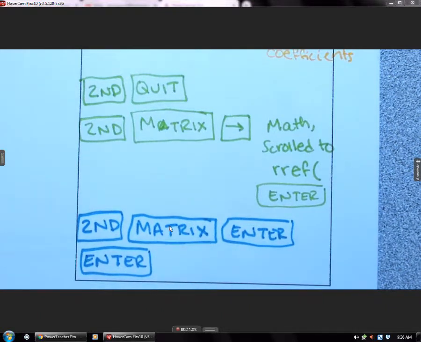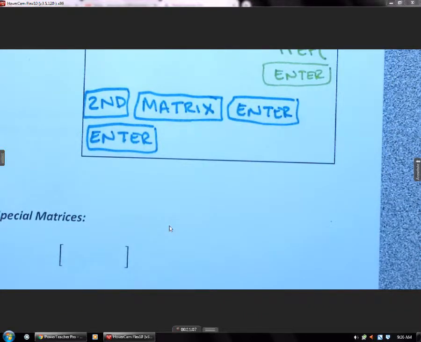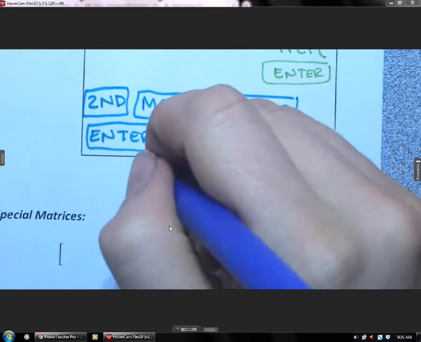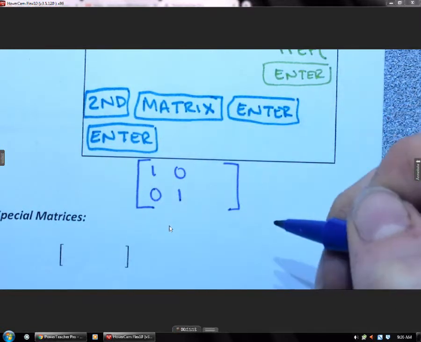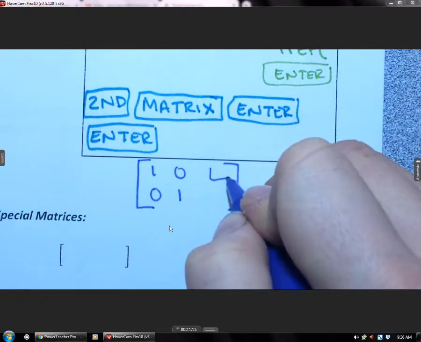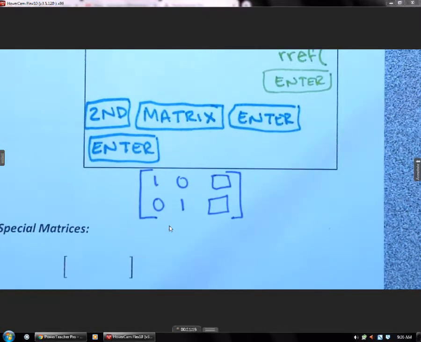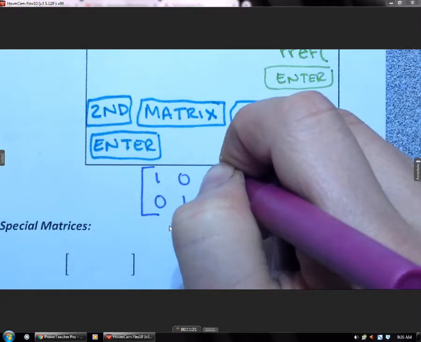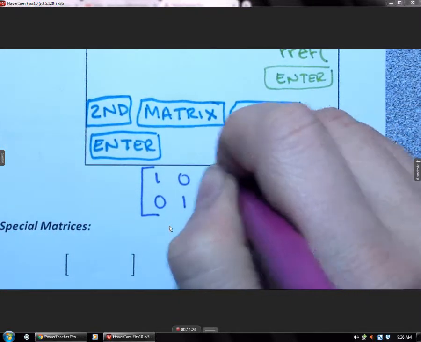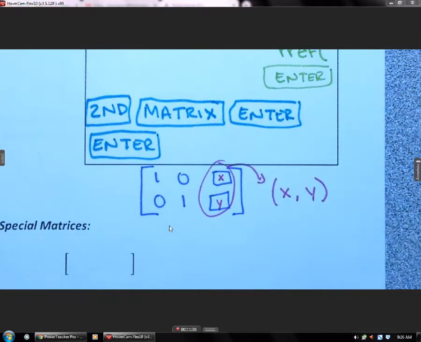Your answer, it will pretty much always, except for two special ones I'll show you in a minute, give you 1001, and then there's going to be a number in here and a number in here. Those two numbers always give you your X and Y ordered pair for your answer.